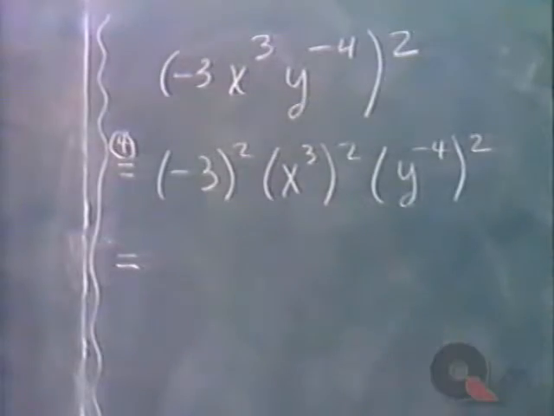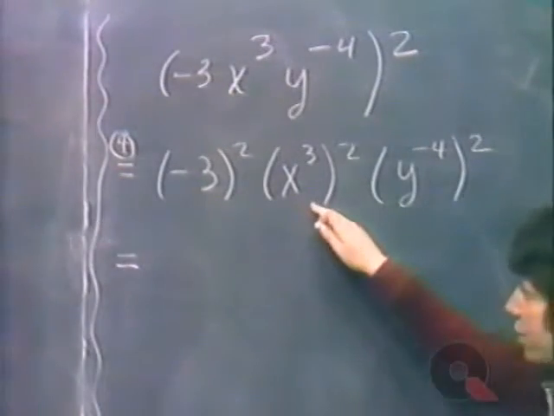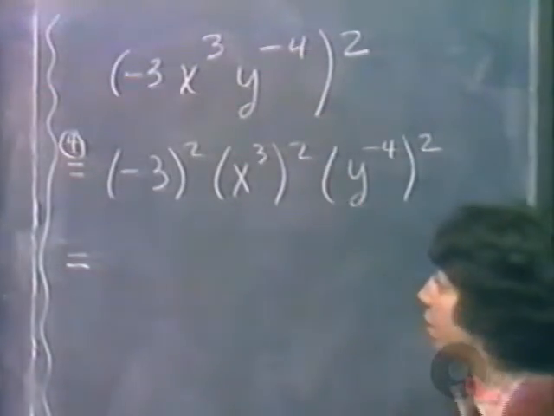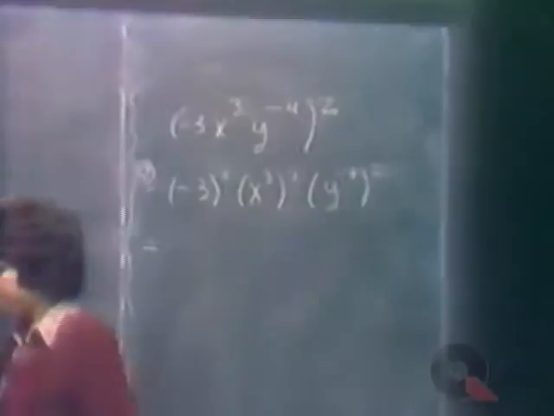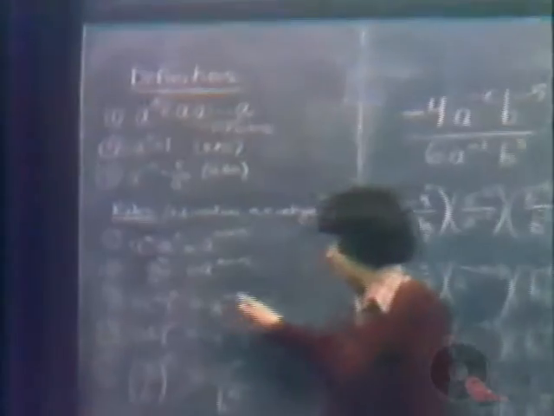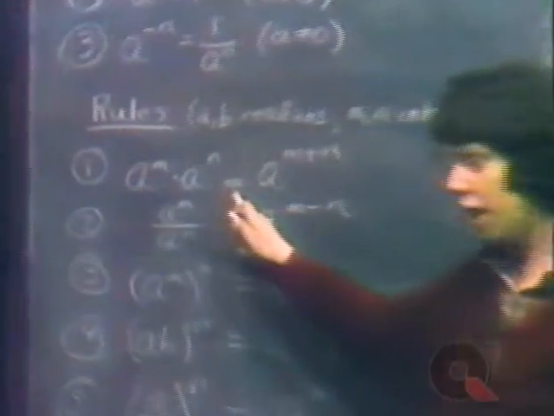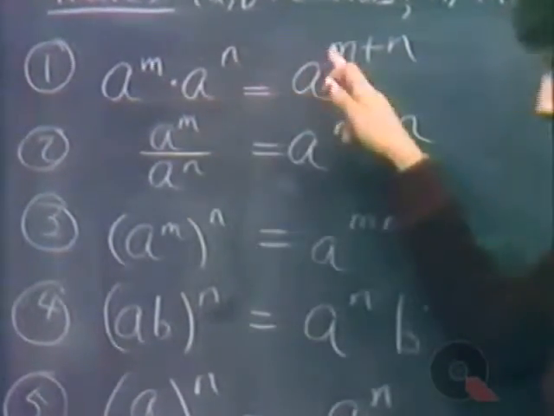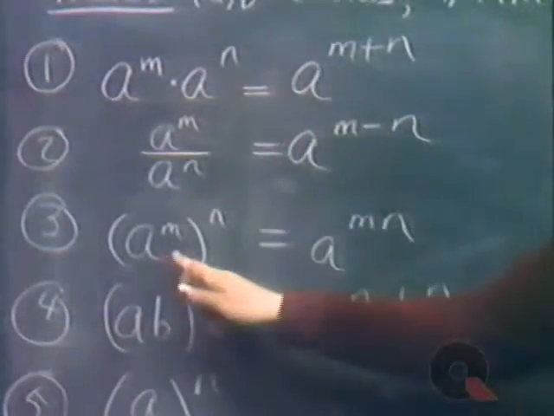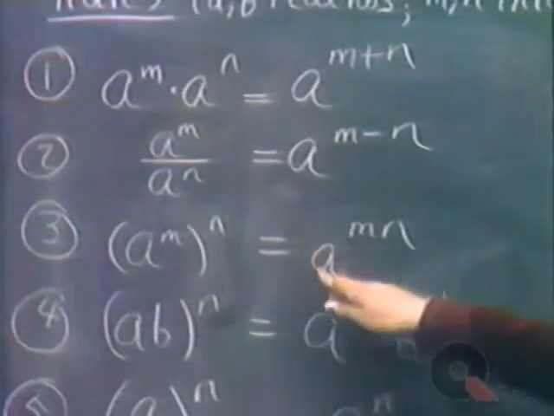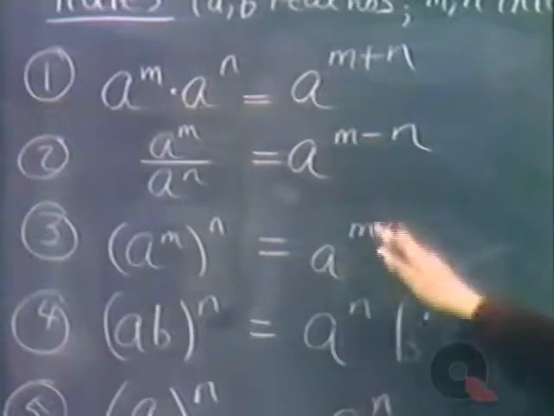Now, we're going to need Rule 3. Rule 3 is the one that tells us how to handle a power to a power raised to a power. Rule 3: (a^m)^n is a^(mn). It's not the same as Rule 1. In Rule 1, you have the base occurring twice. You keep the base, you add the powers. You're multiplying. In Rule 3, you're taking a^m and raising that to the nth power. The base is only there once. You keep the base and you multiply the powers.